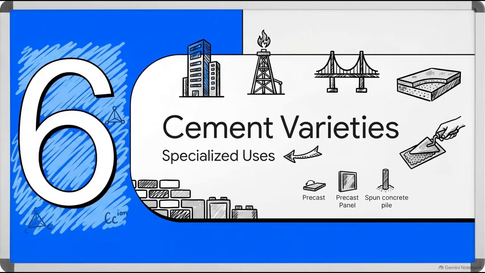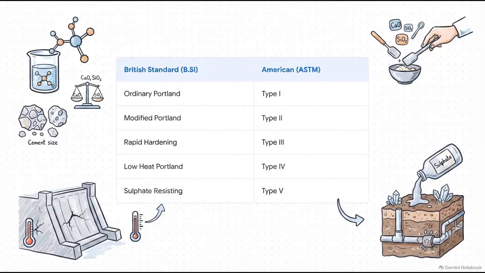All right, final part, Section 6, Cement Varieties and Specialized Uses. This is where we see how tiny tweaks to our oxide recipe create highly specialized cements. This table is an awesome cheat sheet for matching up British standard descriptions with American ASTM types. It really shows off the versatility of the material. Say you're building a massive concrete dam. The heat of hydration from a standard mix could literally crack the whole thing from the inside out, so you'd specify Type 4 low-heat Portland cement. Or if you're building in soil that's packed with harsh chemicals, you'd switch to Type 5 sulfate-resisting cement, which strictly caps that reactive C3A content below 5%.